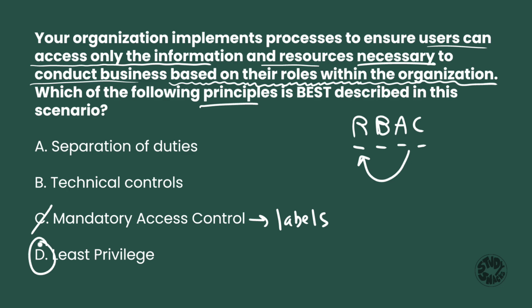Now, least privilege is an administrative control, so it's certainly not a technical control. And A, I think, is pretty self-evident. No separation of duties here, so we can choose D and get out.